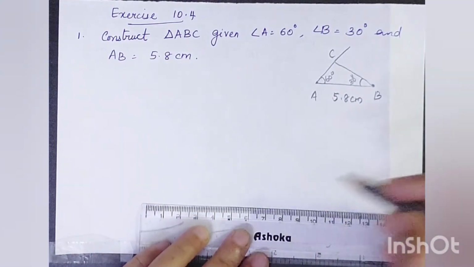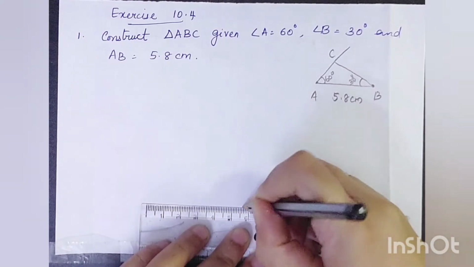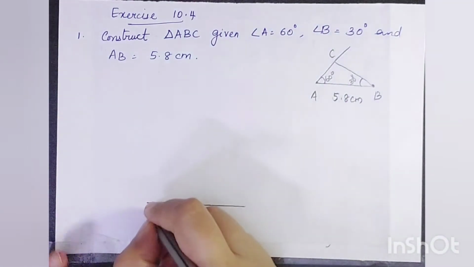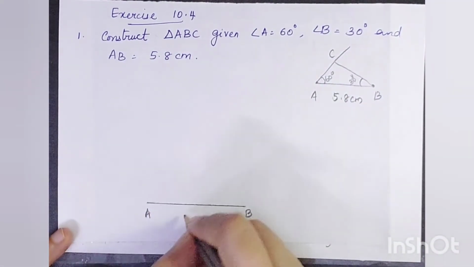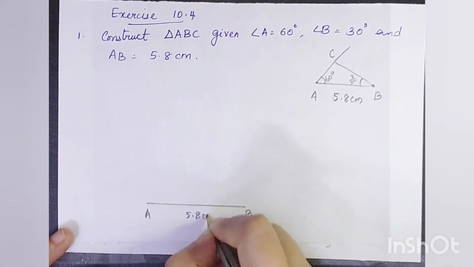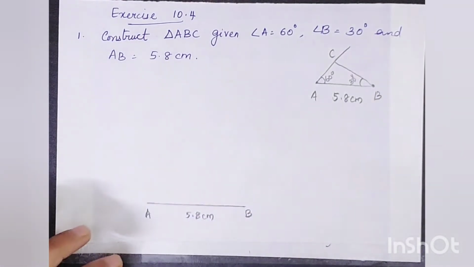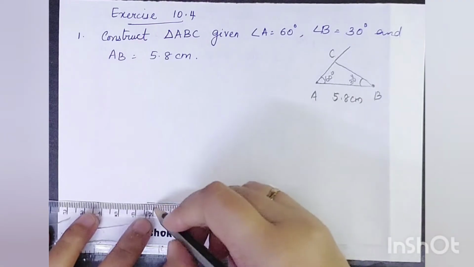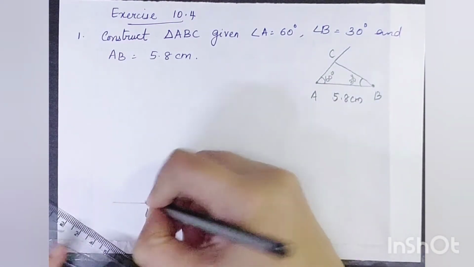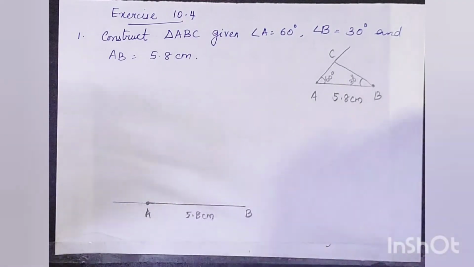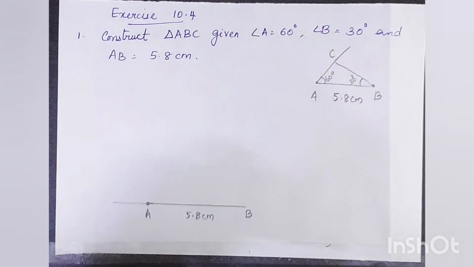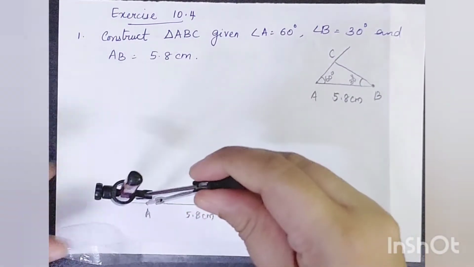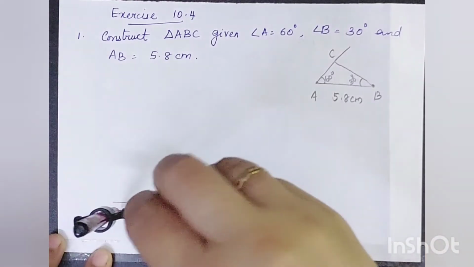Okay. So 5.8. This is AB. 5.8 centimeter. Okay. Now what is angle A? Angle A is 60 degrees. So how do we construct 60 degree? Extend this line. This is point A. Okay. Take a compass. Keep the center point at A. Take any measurement and draw a semicircle.